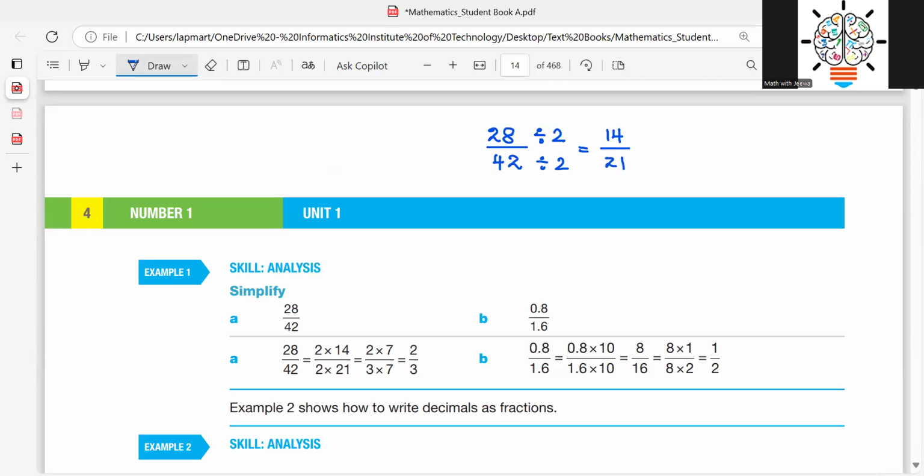Can I divide these two numbers by 2? No, I can't divide both by 2. 14 I can, but 21 I can't. Then I'll move to the next possible one. 3 is not, 5 is not. Then I'll take 7 here, like this. So then it gives me 2 over 3, right?